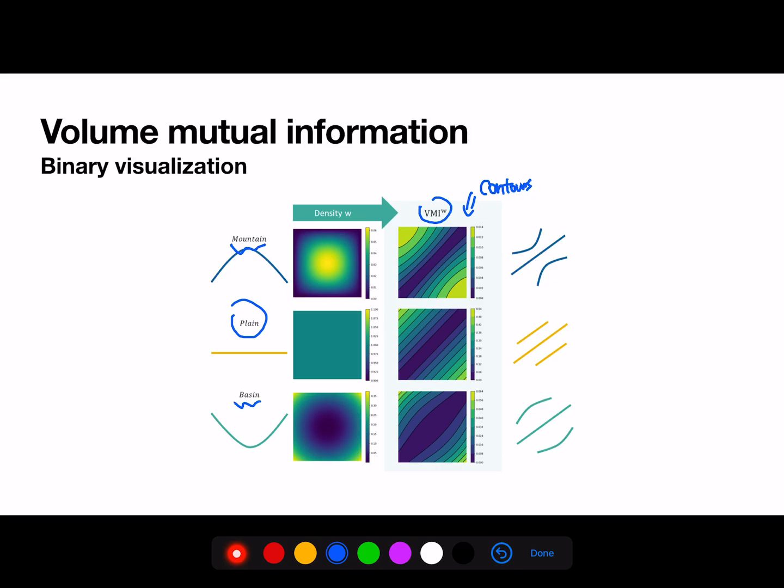The point of this figure is just to show that we can tune the shape of the density function to tune the volume mutual information. If in some scenarios you figure out you want the contours to be like this, then you can use this density. If in other scenarios you want the contours like this, you can use that density. It's very flexible.